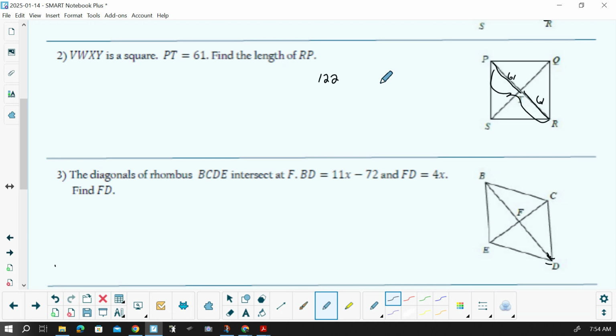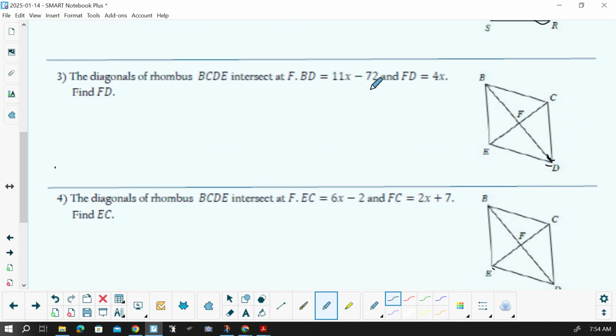Okay. Number 3. Diagonals intersect at F. BD is this whole big long segment, the whole thing. FD is just this piece. It's exactly half of it. So if I were to take the 11x minus 72 and the 4x, think about this. This piece right here is half the length, right? This is that 4x right there. It's half the length of this.